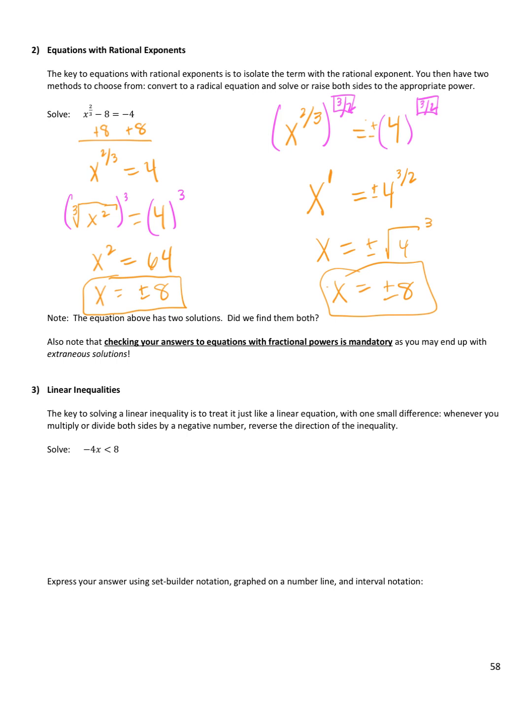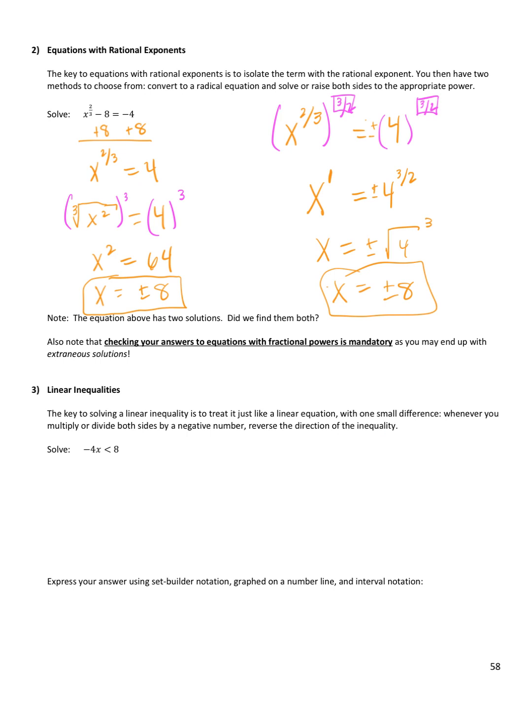Moving to linear inequalities. The key to solving a linear inequality is to treat it just like a linear equation. So even though this sign is a less than, we could treat it as though it's an equal sign, but with one small difference. Whenever you multiply or divide both sides by a negative number, you have to reverse the direction of the inequality.